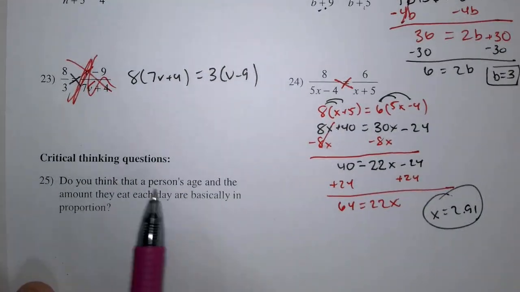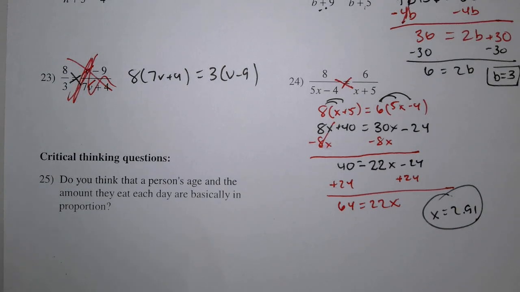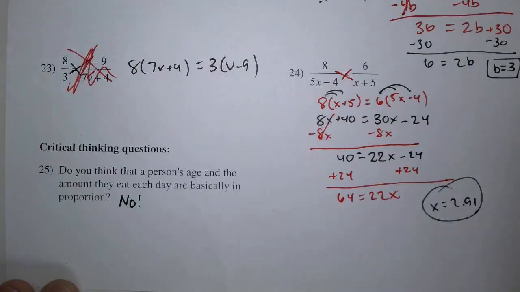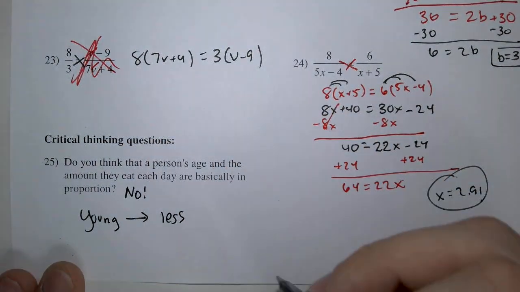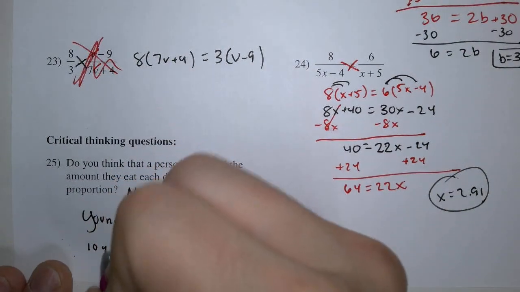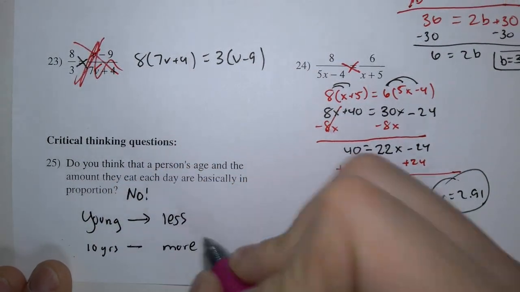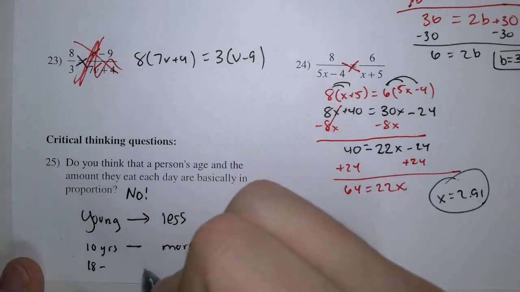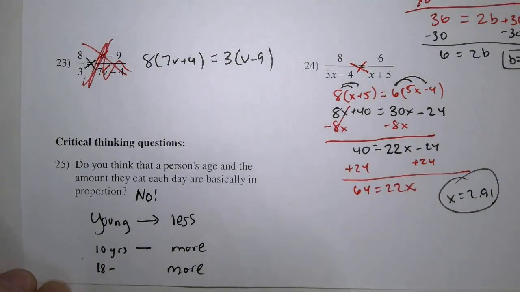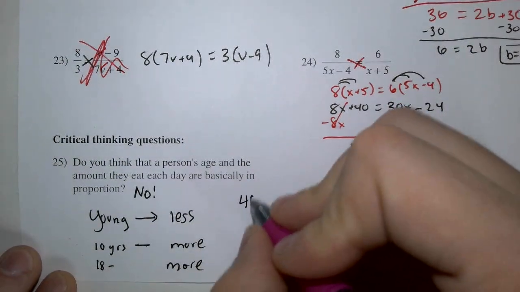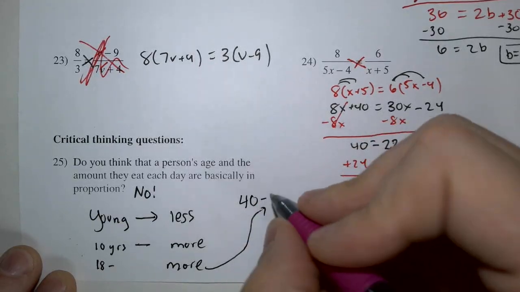Okay, here, critical thinking question. Do you think that a person's age and the amount that they eat each day are basically in proportion? Well, I'm going to say right now, no. When you're young, yes. When you're a baby, you eat less. And then when you get to 10 years old, you eat a little bit more. And then when you get to around 18, you eat even more. However, when you're 18 years old and growing, you're going to eat more than when you're 40, where comparatively to when you're 18, you will eat less.